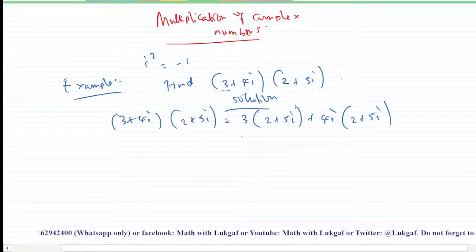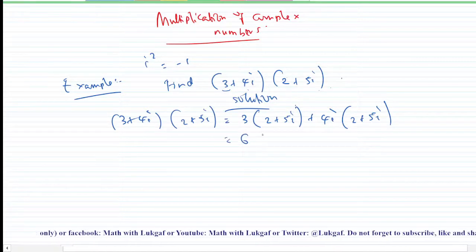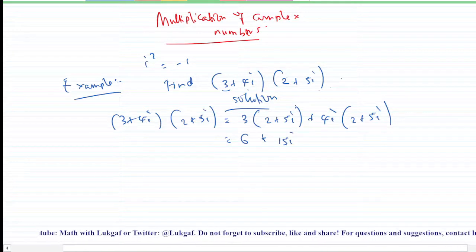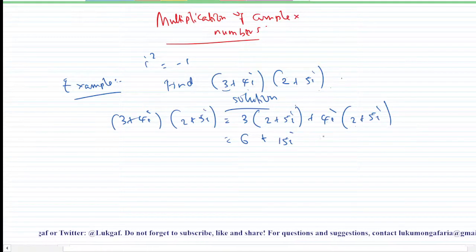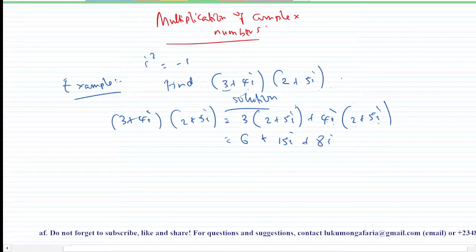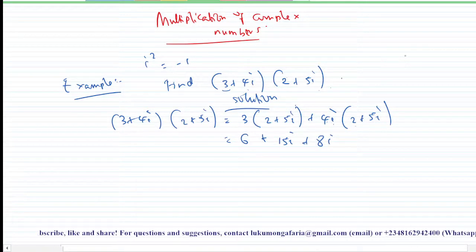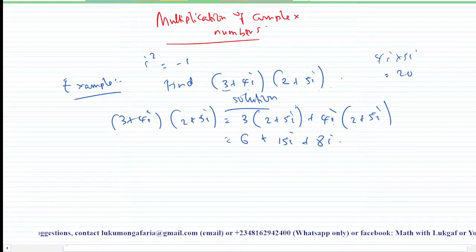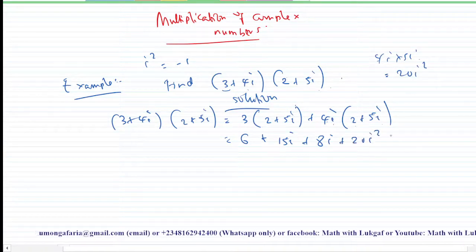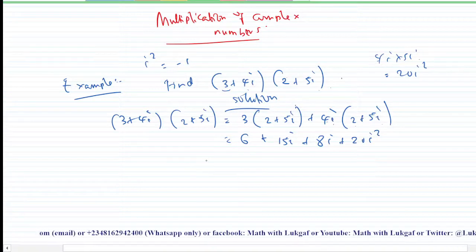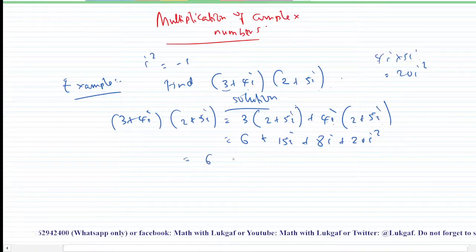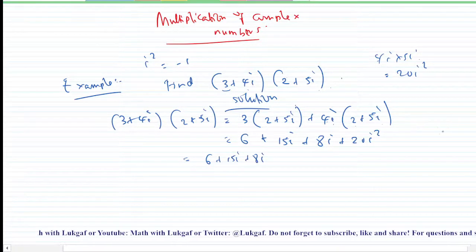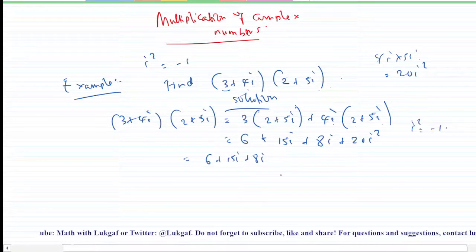So then this is going to give me 3 times 2, 6. 3 times 5i, 15i. 4i times 2, that's 8i. 4i times 5i. You know 4 times 5 is 20. i times i is i squared. That's going to give you 20i squared. You understand now? So then I'm going to have 6 plus 15i plus 8i. Don't forget your i squared is what? Minus 1. Then this is going to give me minus 20.